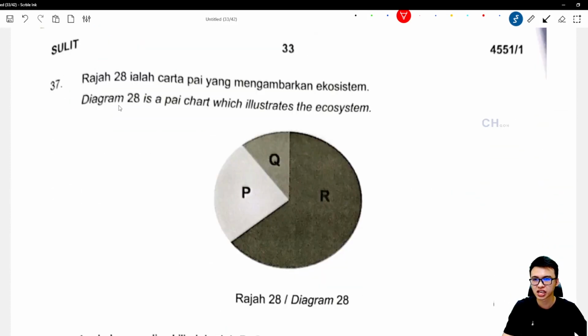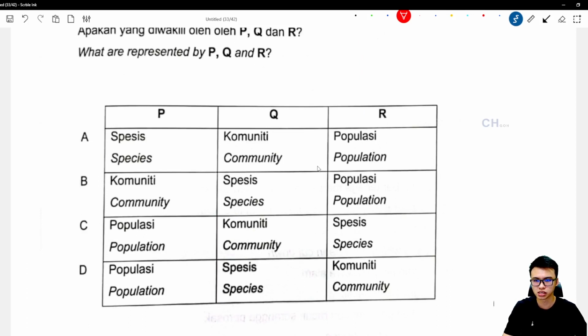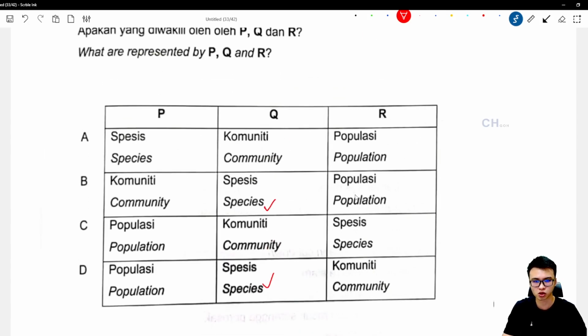Question 37. Diagram 28 is a pie chart that illustrates the ecosystem. We have P, Q, and R. R makes up the biggest portion. Q makes up the smallest portion here. So Q should be the species, the smaller portion. And then R is the biggest one. R should be the community. So the answer here should be D for question 37.